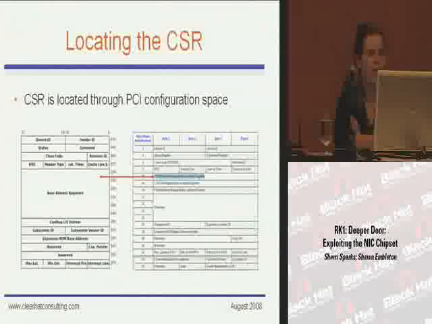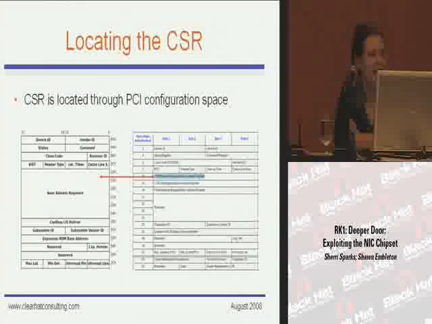So one of the first things we have to do is locate the CSR for the LAN controller. And in order to do that, we use that information we just went over because it's located in the PCI configuration space. So here we have a standard PCI configuration header and then the header for our 8255X controller. And as you can see, one of the base address registers, which is specific to the card, is the CSR memory map base address register located at an offset of 10 hex on the diagram.